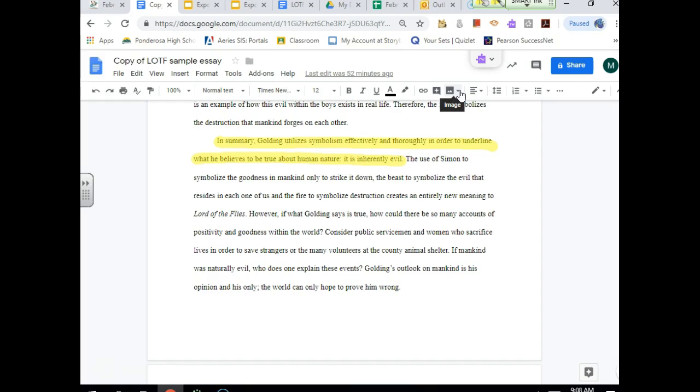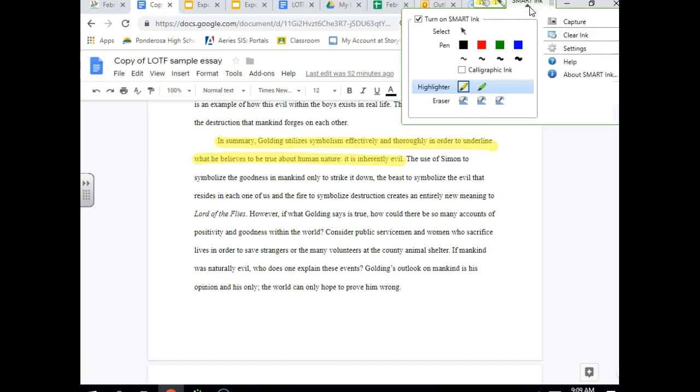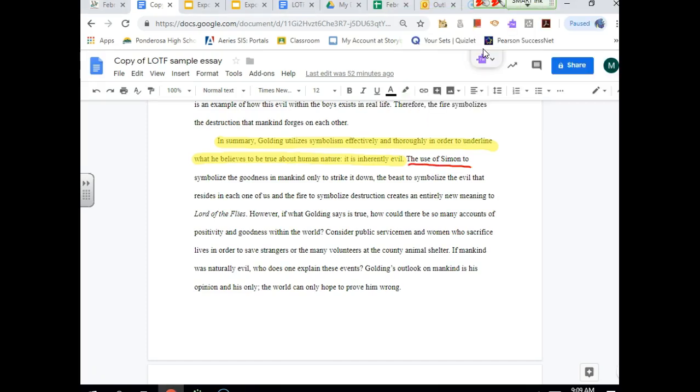Now I'm going to reiterate my three main points, which were what? Simon, the beast, fire. Good. "The use of Simon to symbolize the goodness in mankind, only to strike it down. The beast to symbolize the evil that resides in each one of us. And the fire to symbolize destruction creates an entirely new meaning to Lord of the Flies." Did I hit my three main points? Did I reiterate them? Yes. So that was pink or red.